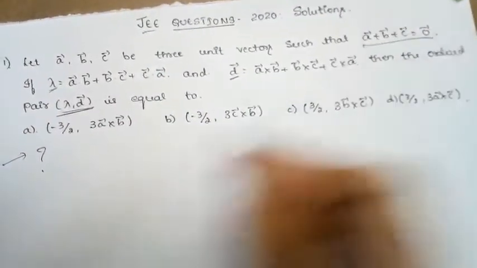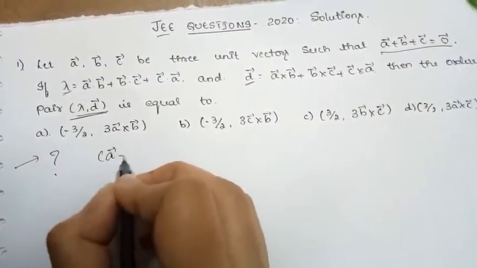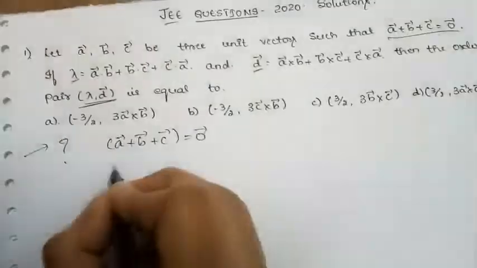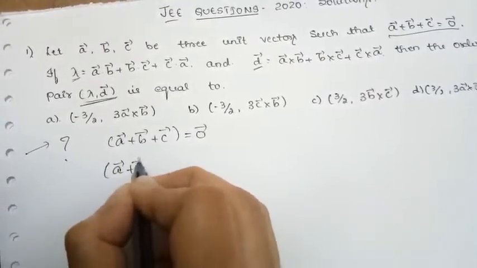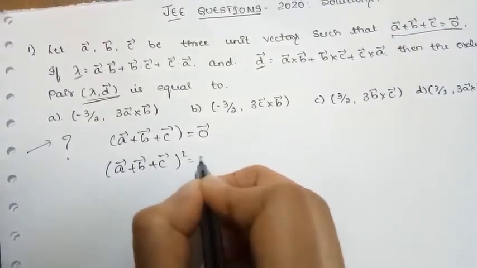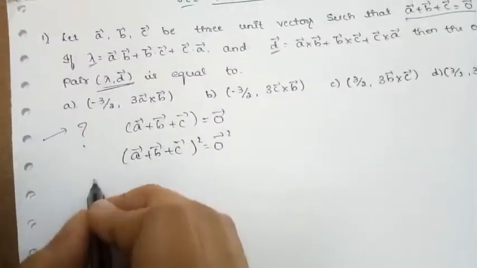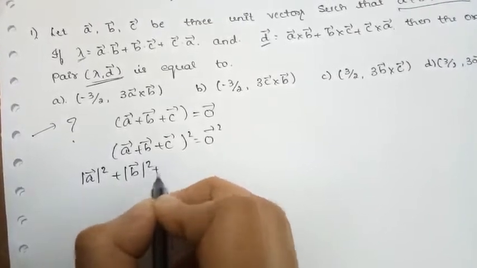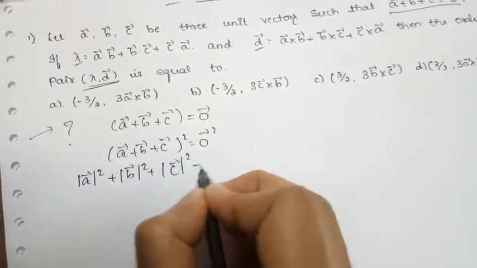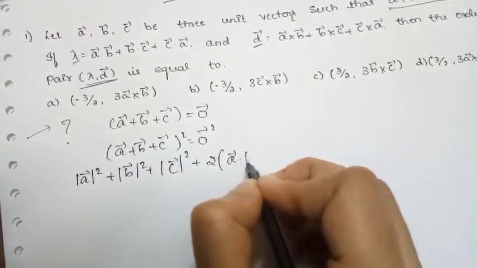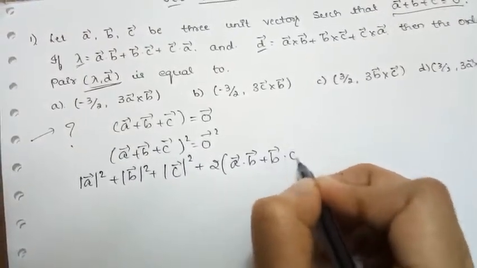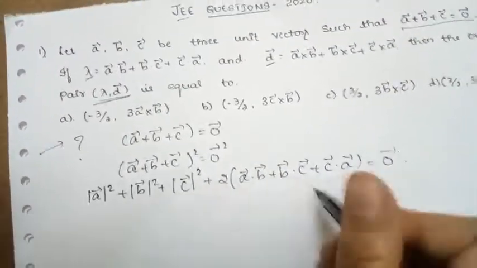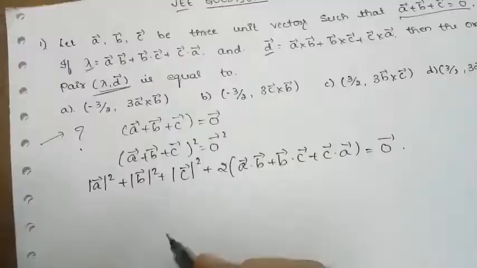They have given that the sum of the three vectors is equal to 0. So let us start with what they have given. This is equal to the 0 vector. Suppose I take the square on both sides, that is nothing but the 0 vector squared. So this is nothing but magnitude of vector A squared plus magnitude of vector B squared plus magnitude of vector C squared plus 2 times (vector A dot vector B plus vector B dot vector C plus vector C dot vector A). I hope you all know this identity. I have used that identity right now.